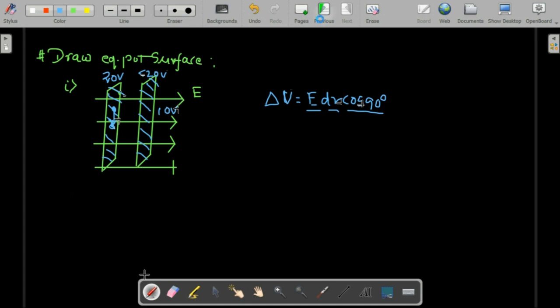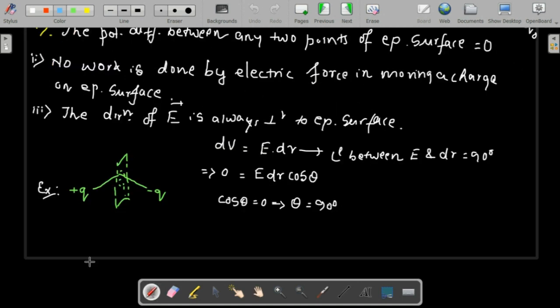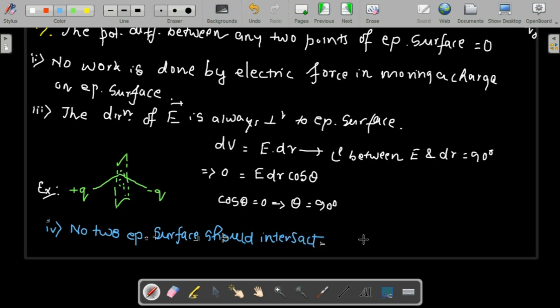There is one more property that we should note down. Let's write down the fourth property. The fourth property is no two equipotential surfaces should intersect each other. That's very important. Two equipotential surfaces cannot intersect each other.